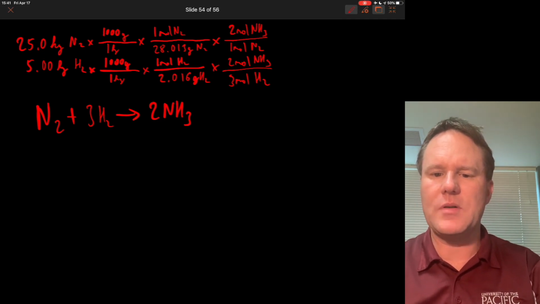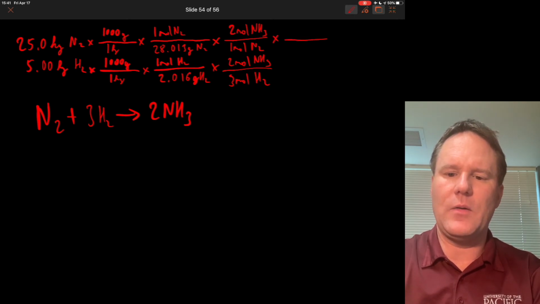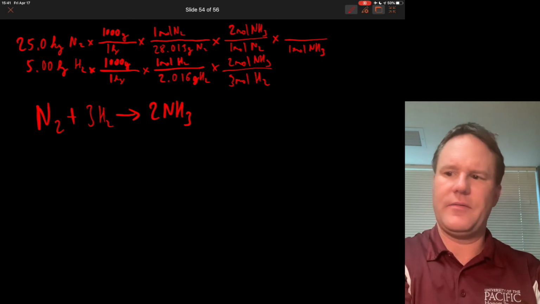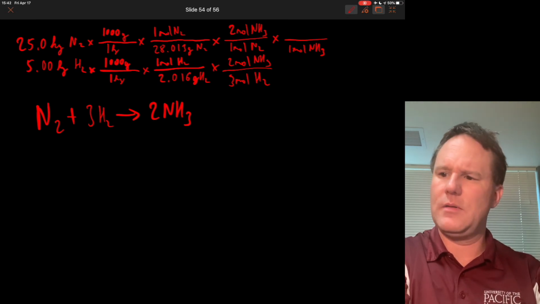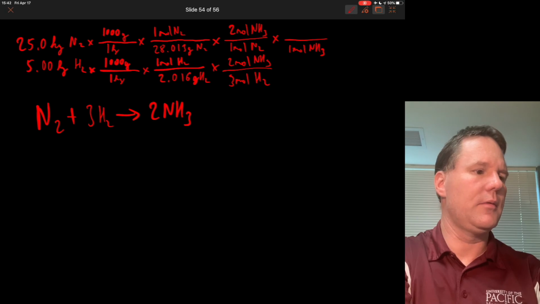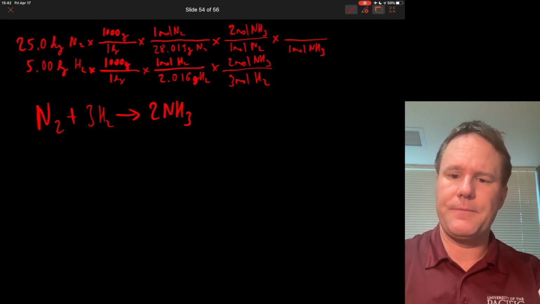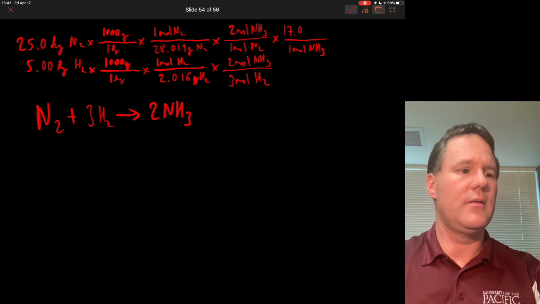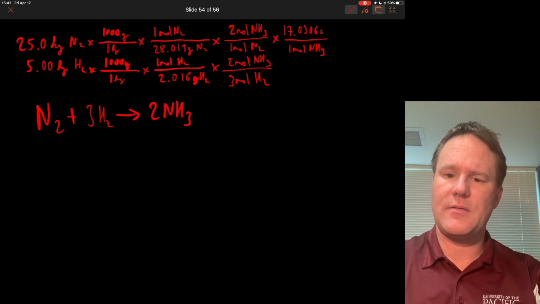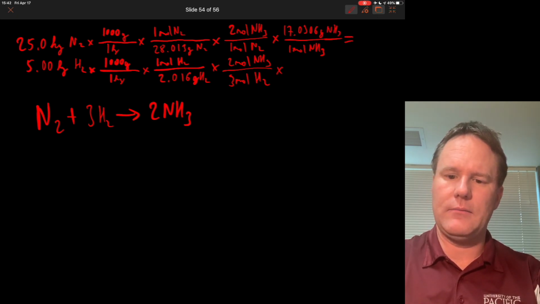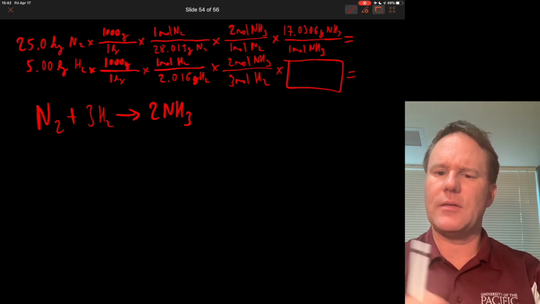We now have the moles of ammonia, and then we convert that, 1 mole of ammonia, and for that I will actually use a calculator. So 14.006 plus 1.007 times 3, right? That will be 17.0306 grams of ammonia. And then this is the same here, I just don't like writing it out.